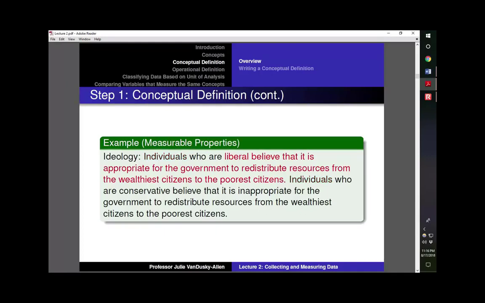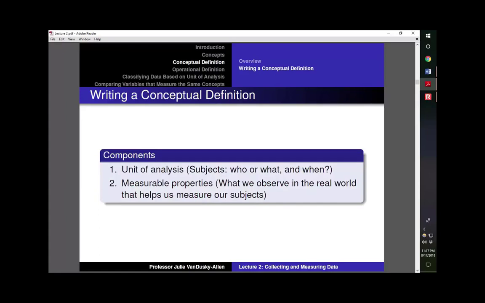Note that the following information tells us what the variable's measurable properties are. We know an individual is liberal if they believe that it is appropriate for the government to redistribute resources from the wealthiest citizens to the poorest citizens. And we know an individual is conservative if they believe that it is inappropriate for the government to redistribute resources from the wealthiest citizens to the poorest citizens. In the next slides, I will show you how to develop a conceptual definition. As an example, we are going to develop a conceptual definition of democracy.